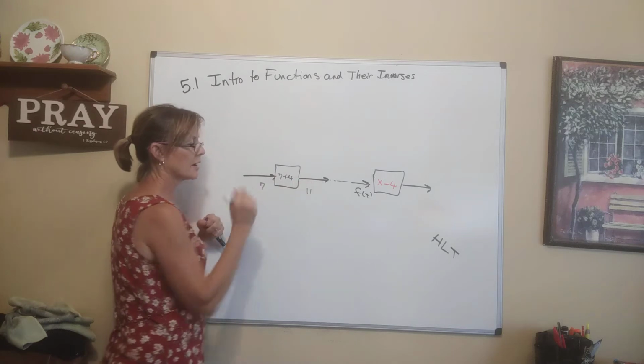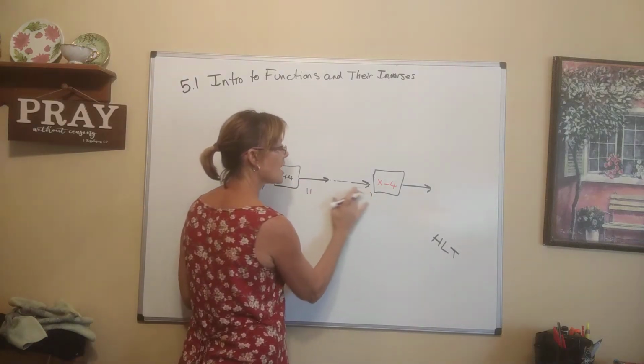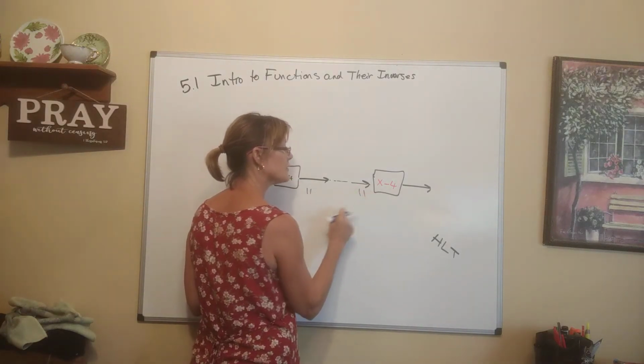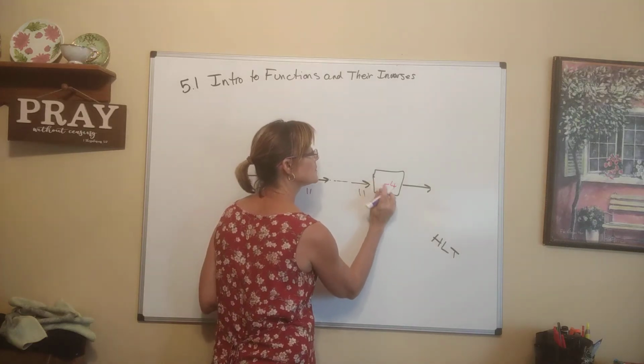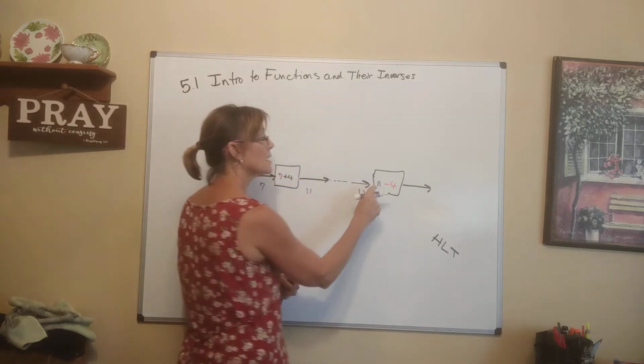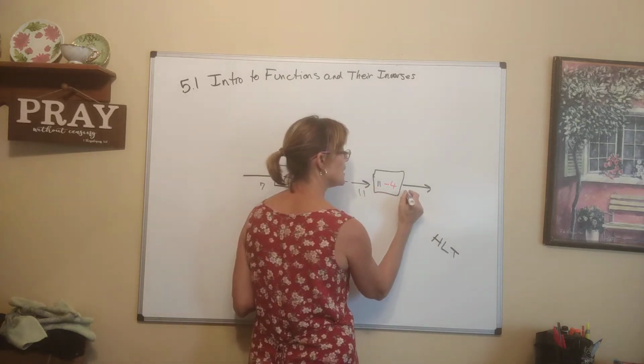7, 8, 9, 10, 11. Okay, so then 11 travels down. That's what my f of x is. 11 travels down the conveyor belt. It goes into this inverse function, so it becomes this x, and 11 minus 4 gives me 7.